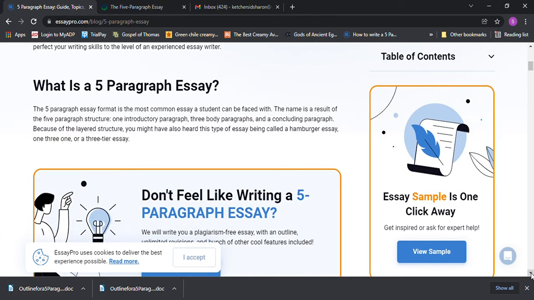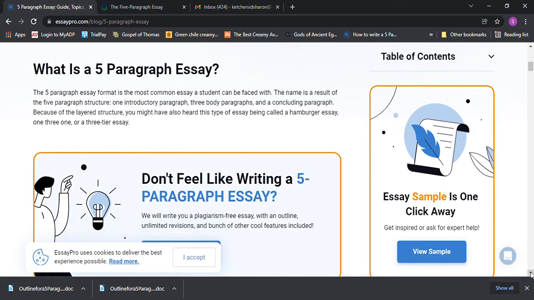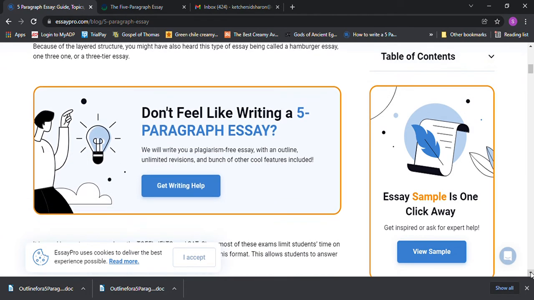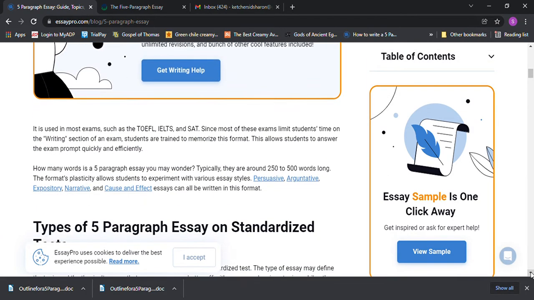It says it's the most common essay a student can be faced with. The name is a result of the 5-paragraph structure: 1 introductory paragraph, 3 body paragraphs, and a conclusion paragraph. Because of the layered structure, you might have also heard this type of essay being called a hamburger essay, 1-3-1, or 3-tier essay. I've never heard it called that. And then it talks about this.